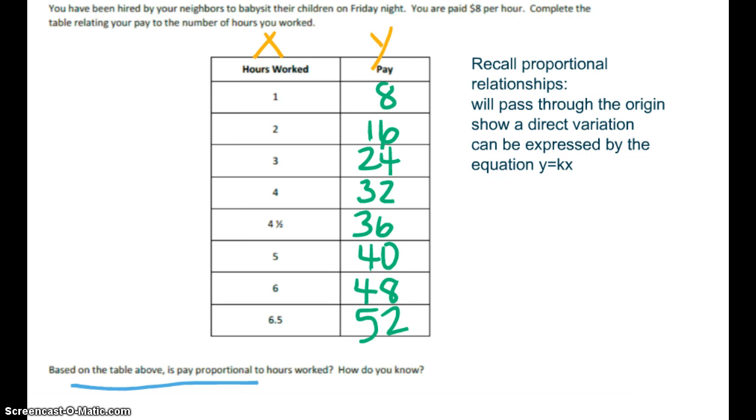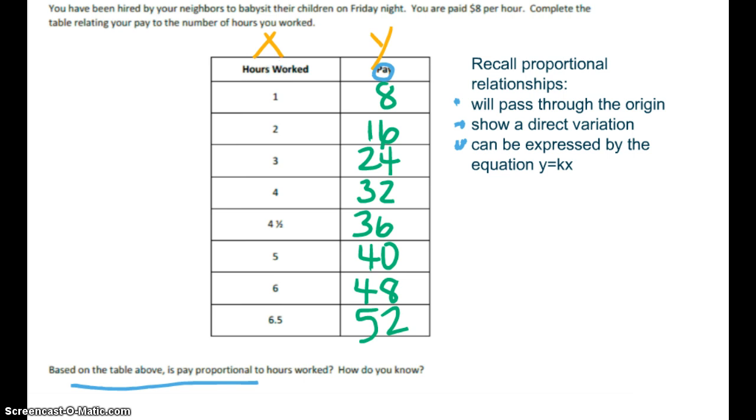Well, one thing that I want to point out is what we know about proportional relationships. We know that if we graph proportional relationships, they will pass through the origin. They also show a direct variation, and they can also be expressed by the equation y equals kx. So in this situation, let's think about if it would actually pass through the origin if we graphed it. So if we worked 0 hours, what would our pay be? Our pay would also be 0.